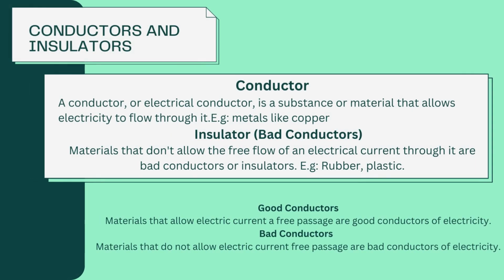Example, metals like copper. Insulators, bad conductors, don't allow the free flow of an electrical current through them. There are good conductors and bad conductors also.